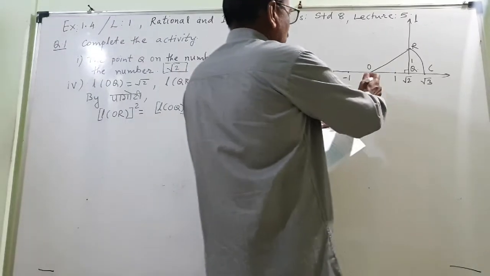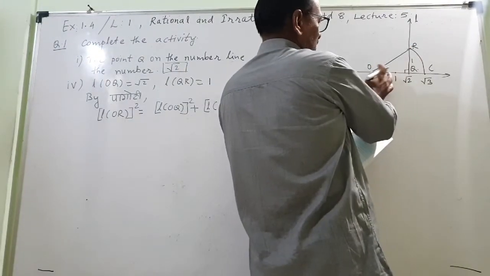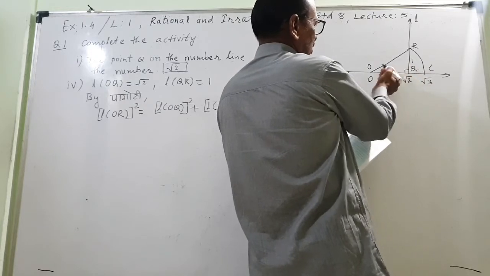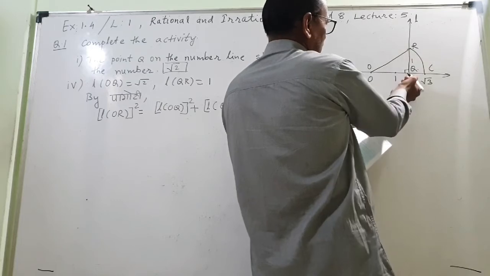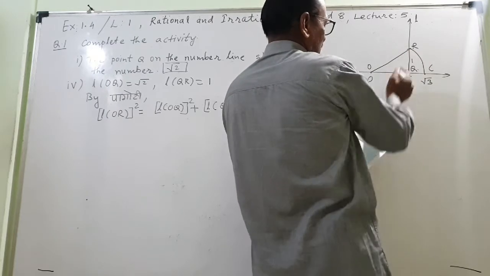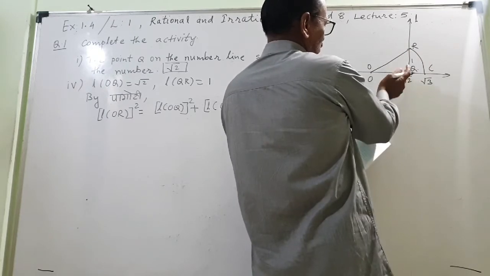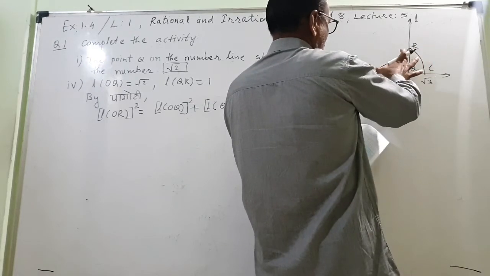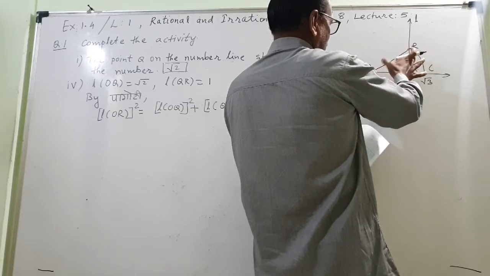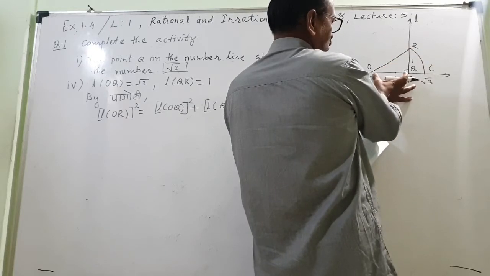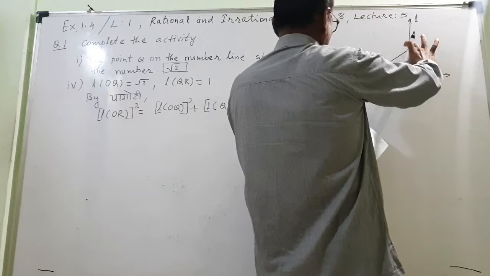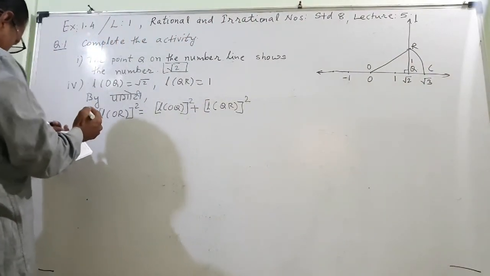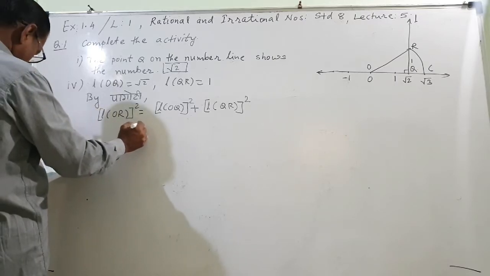In triangle ORQ, this is 90 degrees. So the side opposite to 90 degrees is called the hypotenuse. So OR is opposite to 90 degrees. So OR is the hypotenuse. Hypotenuse square is equal to one side square plus other side square. The hypotenuse name is OR. So OR square is equal to OQ square plus QR square. This is written here.